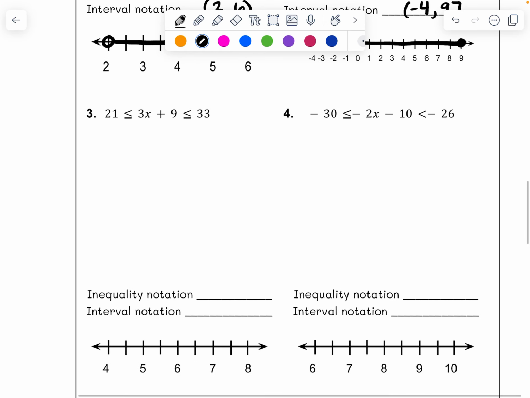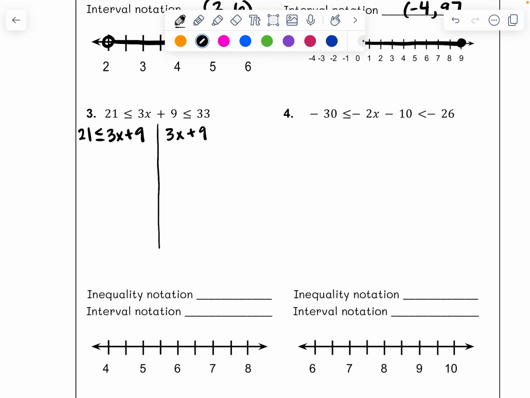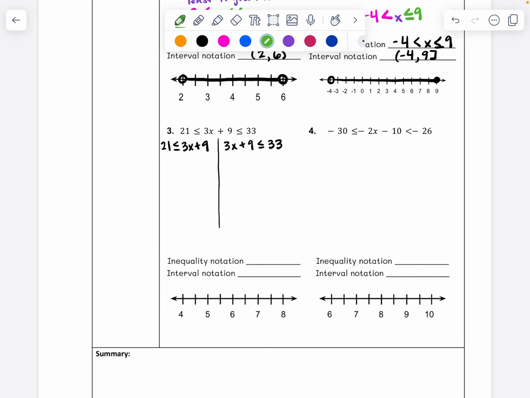Number 3. 21 is less than or equal to 3x plus 9 is less than or equal to 33. So here's my compound inequality. I'm going to be using 3x plus 9 twice. So I'll use it here. 21 is less than or equal to 3x plus 9. And then on the right, I'll have 3x plus 9 is less than or equal to 33. Solve it both ways.